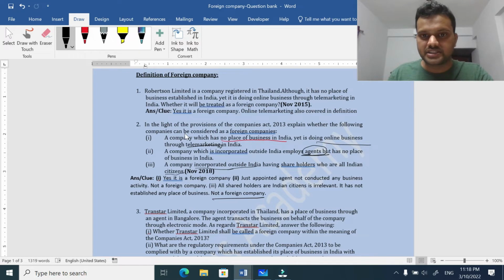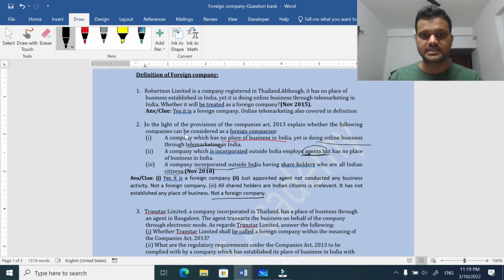Robertson Limited is a company registered in Thailand. Although it has no place of business established in India, yet it is doing online business through telemarketing in India. Whether this will be treated as a foreign company? Yes, we just covered this in this question as well. Yes, it's a foreign company. Online telemarketing is also covered in electronic mode. This is a foreign company. Yeah, this is about the foreign company definition.